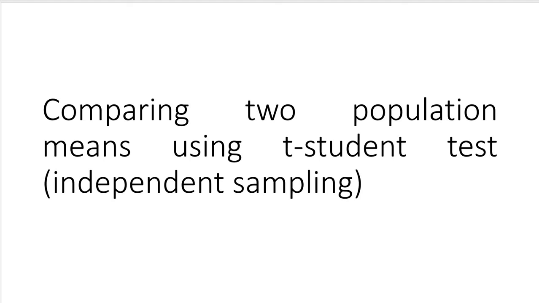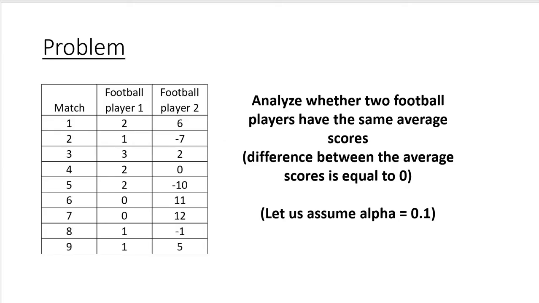Hi, welcome back. In this video, we are going to analyze how to compare two populations assuming independent sampling using the t-Student test. First of all, let us start with the problem. There are data on the number of scores for two football players. We assume that the games were different, so we do not have to assume that data were collected for the same matches. And we have to analyze whether two football players have the same average scores.